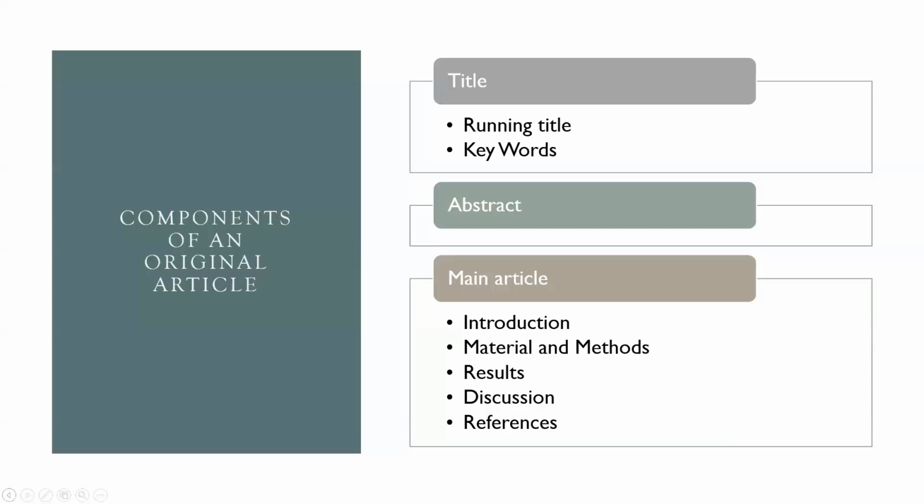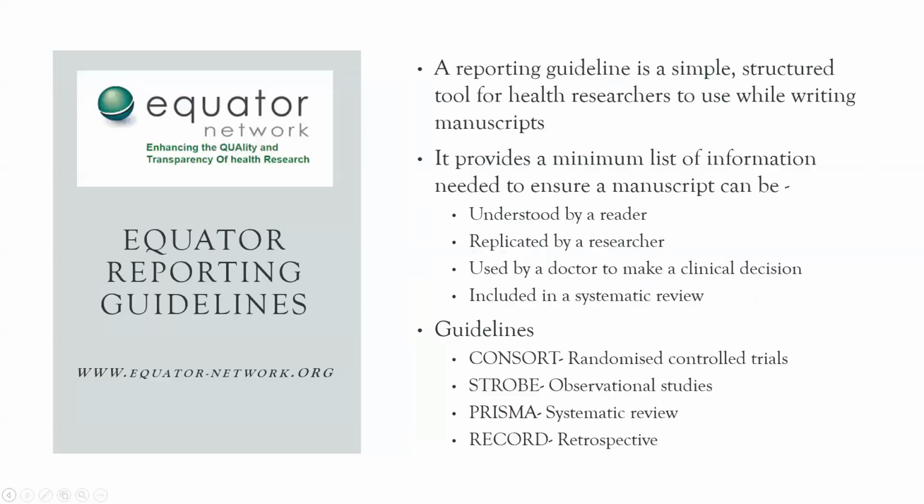The components of an original article are the title, the running title and keywords, the abstract, and the main article, which follows the IMRD format: introduction, material and methods, results and discussion, and then references. The Equator Reporting Guidelines are a simple structured tool for health researchers to use while writing manuscripts. They provide a minimum list of information required to ensure that a manuscript can be understood by the reader, replicated by a researcher, used by a doctor to make clinical decisions, and included in a systematic review.